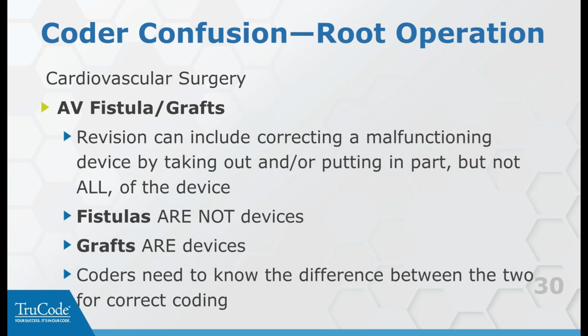Whereas the AV graft is where they are taking an artery and a vein, but they are hooking them together using some graft material, usually made out of Gore-Tex or Teflon tubing, so that makes it be considered a device. So in that case, the root operations that you're going to look at are going to be device root operations, such as supplement, or if you have to replace part of a replacement. So it's very important that you understand those distinctions so that you can choose the correct root operation.